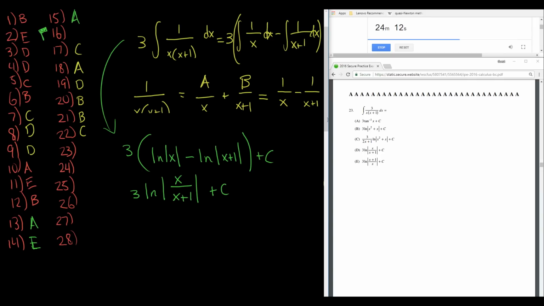And which answer does this match? It looks like this answer matches D. Because, yes, okay. This answer matches D, so D is our answer. Fantastic. Partial fraction decomposition. Boom.